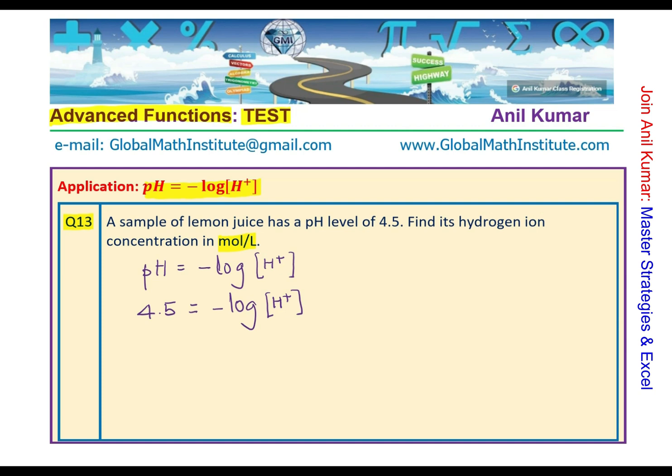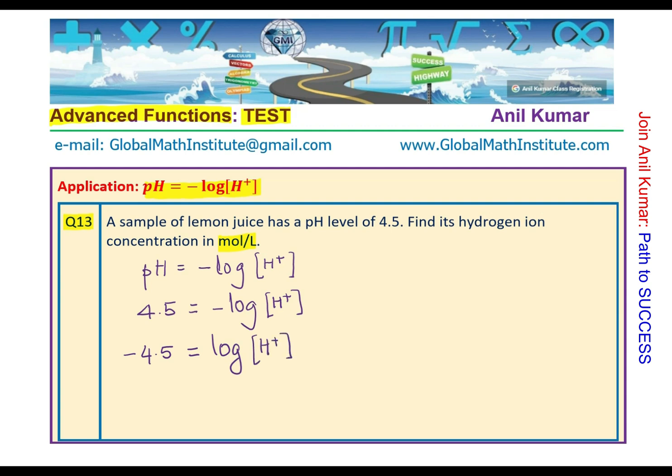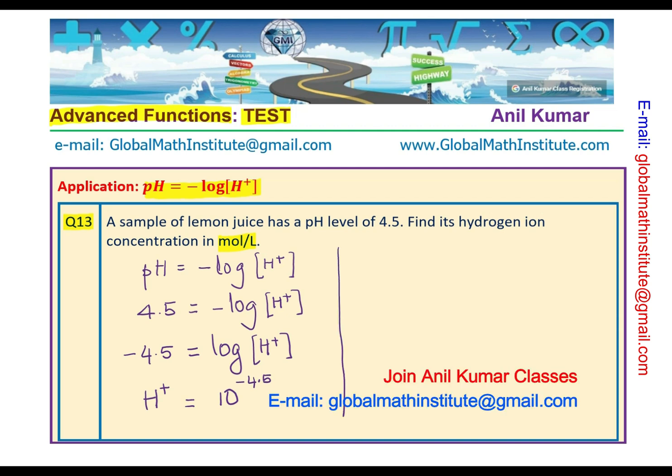We can rearrange this equation. So you could also write this as minus 4.5 equals log of hydrogen ion concentration. Log is to the base 10, and therefore hydrogen ion concentration is equal to 10 to the power of minus 4.5. So we need to calculate this value. Let's use the calculator and find the value of 10 to the power of minus 4.5.